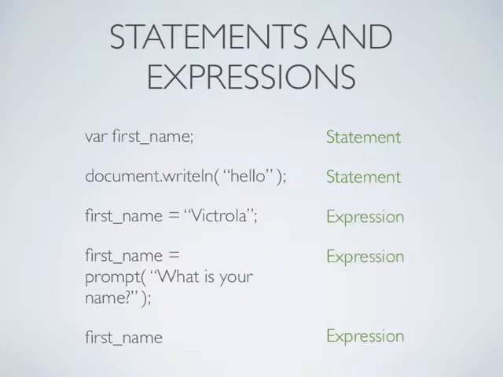The last three statements we have here are all what we would call expressions. They are expressions because each one of those statements themselves actually represents a value. When we do first name equals Victrola, the value of that entire statement is actually the assigned value, Victrola. Same basic thing with the prompt. The first name equals prompt statement, the entire statement, would be equal to whatever value the user fills into the prompt box. And of course the last one is in a lot of ways the simplest. The first name variable by itself is simply an expression that means the value of this variable.